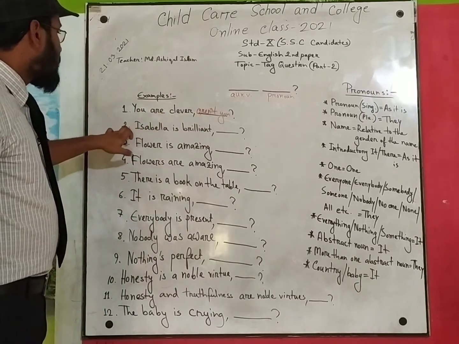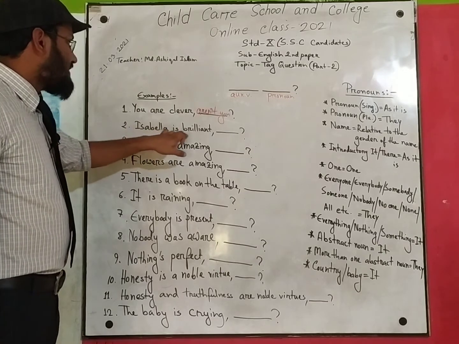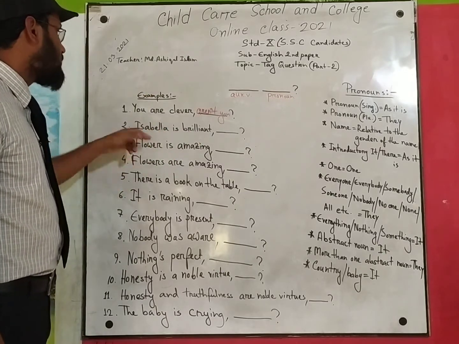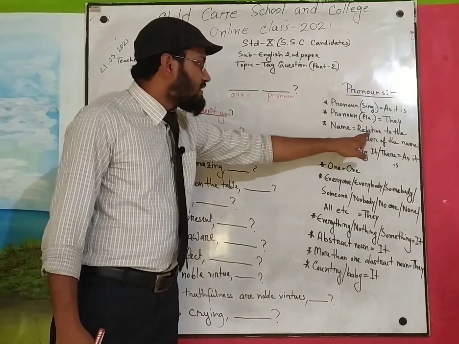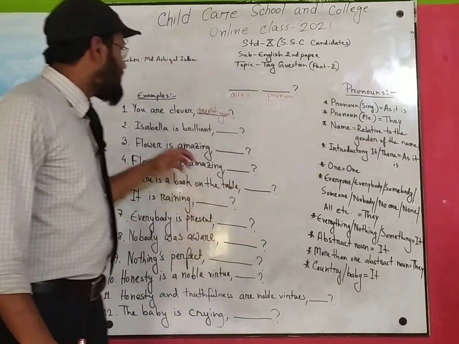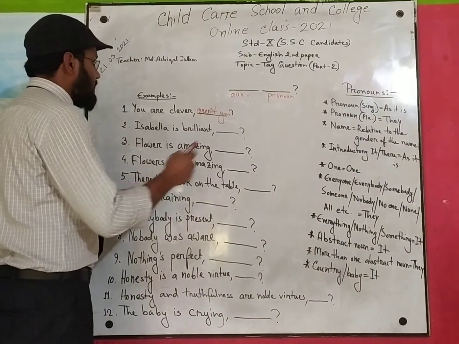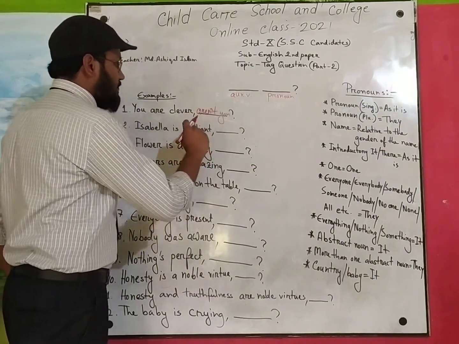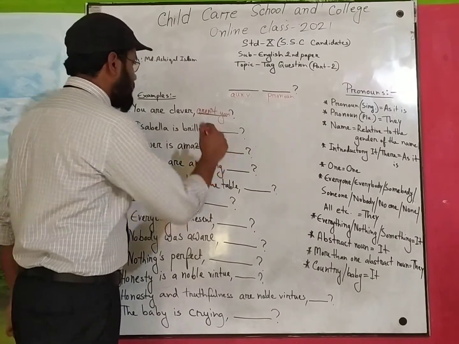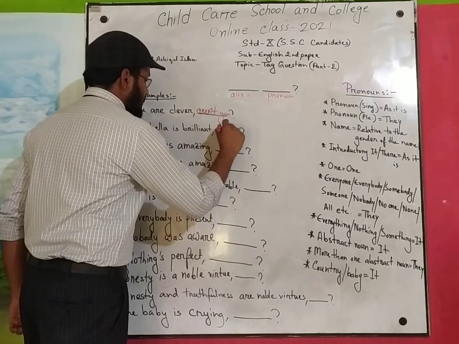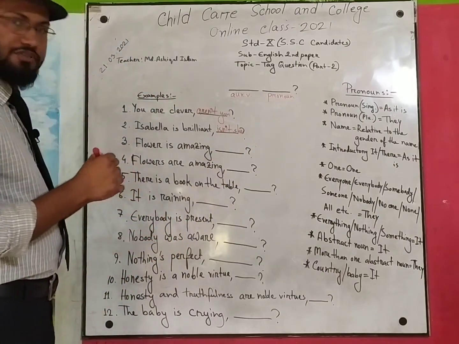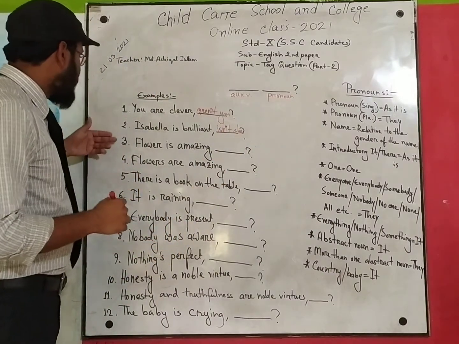The second one says, Isabella is brilliant. Now, we all know Isabella is a girl, a female, so the relative pronoun to the gender would be she, right? And we have our auxiliary verb, which is is. And since it's an affirmative sentence, we will use isn't. And for Isabella, we are writing she. Isn't she?